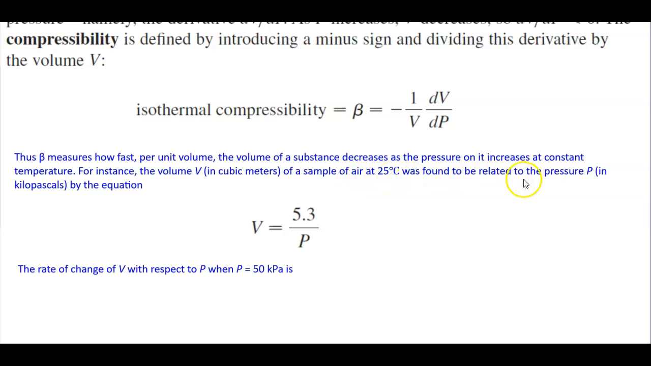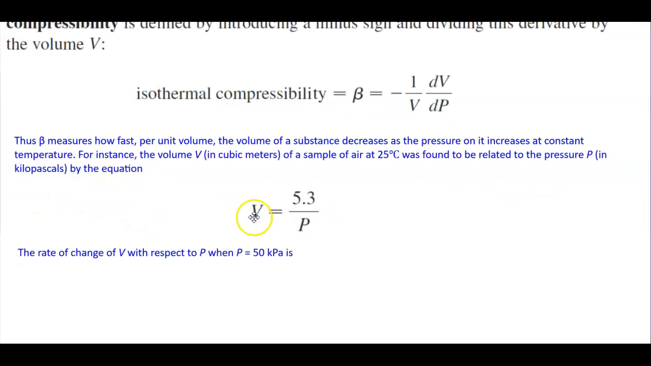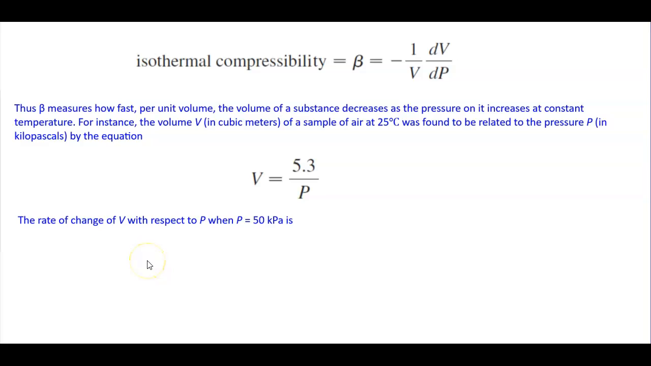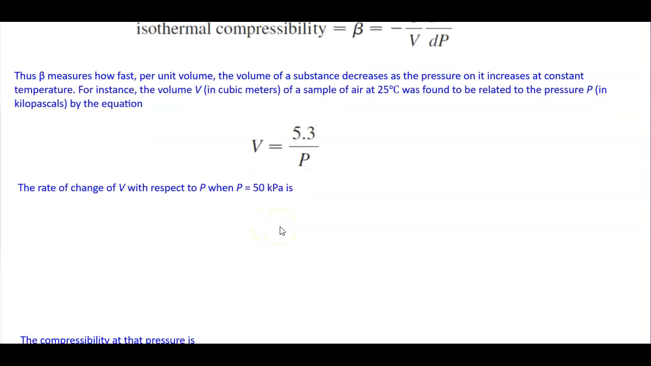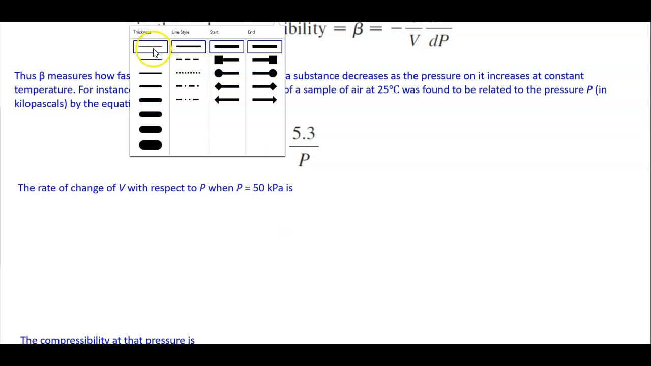For instance, the volume V in cubic meters of a sample of air at 25 degrees Celsius was found to be related to the pressure P in kilopascals by the equation V equals 5.3 divided by P. Now, the rate of change of V with respect to P when P is equal to 50 kilopascals is the following. So, let's take a look at this function.